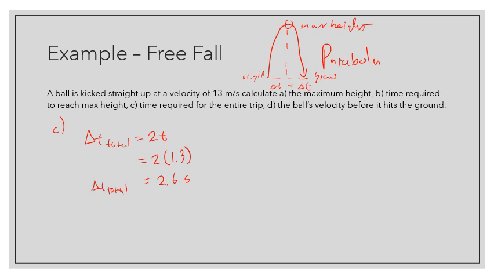Now we'll be moving on to D, the ball's velocity before it hits the ground. In this case, we're finding the final velocity. So we already know that the initial velocity is 13 meters per second up, and we know that acceleration is negative 9.8 meters per second squared. And we know that delta T is equal to 2.6 seconds now. So for this, we can simply use this kinematic equation.